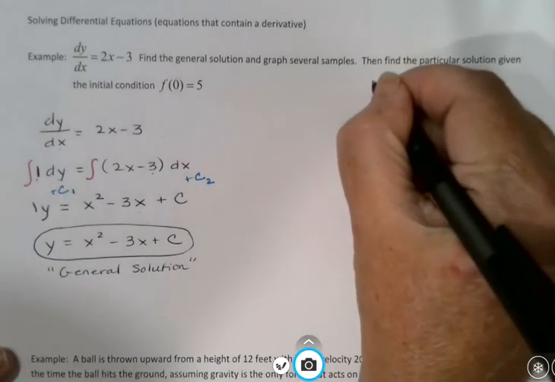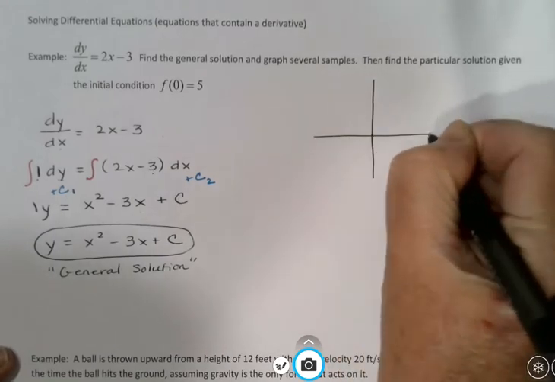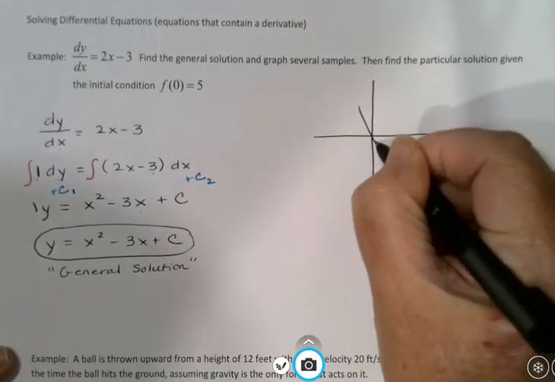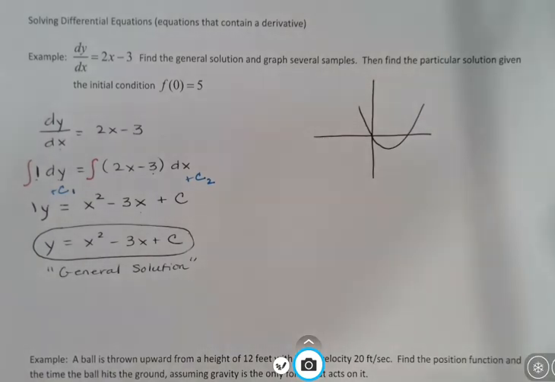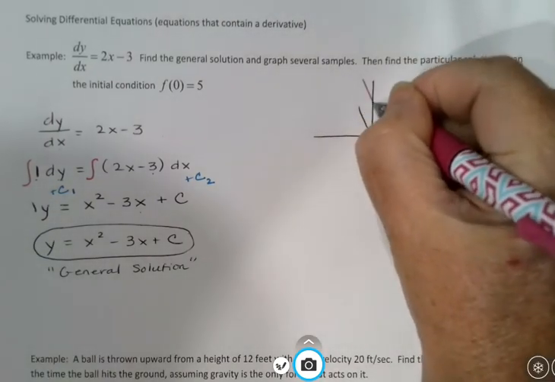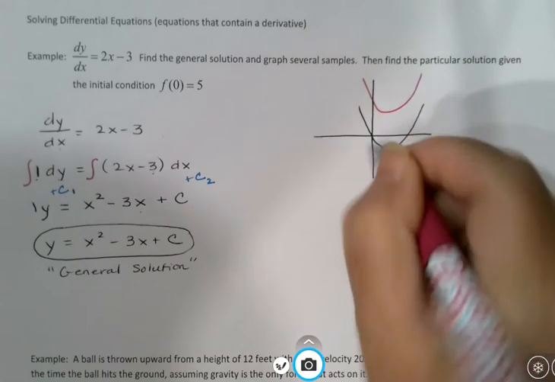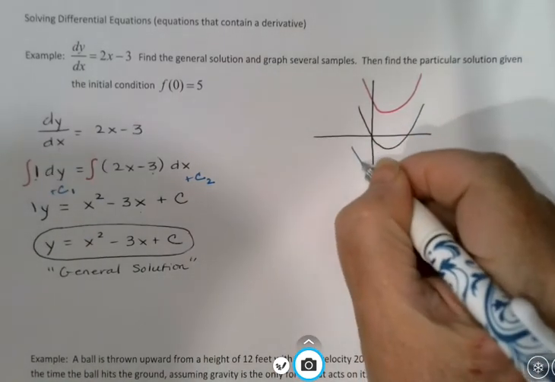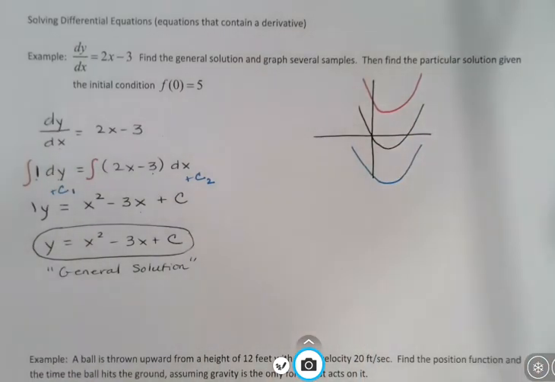So, in terms of graphing several solutions, I would just have the same parabola moving up and down for different values of c.